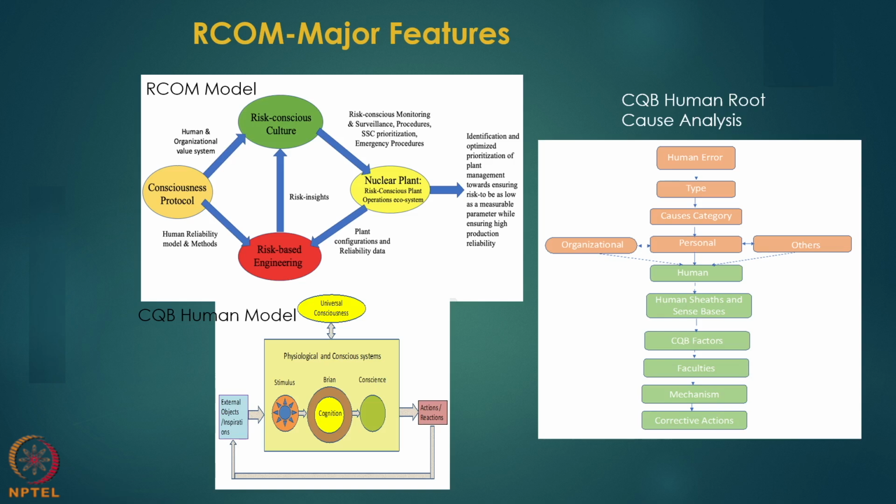So, if I have to develop a human model, my human model is like this: the input is external objects. We have a sense-based stimulus, and then we have a brain where cognition operates and conscience operates, and it is assumed in this approach that our consciousness is a part of universal consciousness, because we have picked this up from the great books, like the religious books on Vedas, and the work which is going on in consciousness.